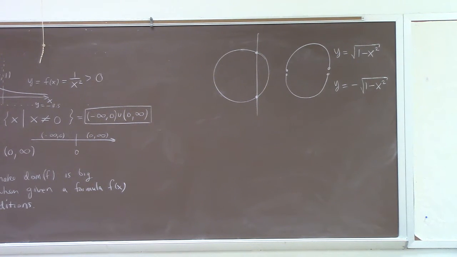Suppose we're given f of x equals the square root of 3x plus 8. Find the domain. How would you do that?